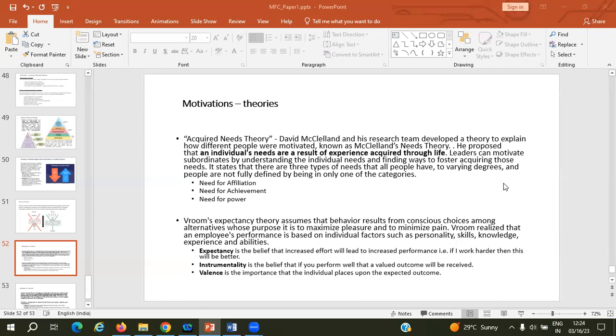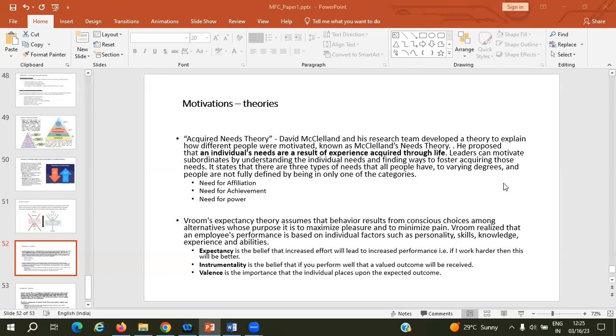We also discussed Vroom's expectancy theory. That also has three elements: expectancy, instrumentality, valence. Expectancy means you have a belief that if you put in the hard work, you will get something. Unless you believe that, you will not start work. That means you have a belief. That is the behavior of expectancy.